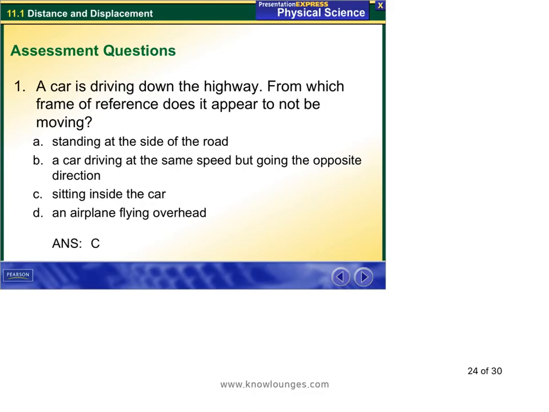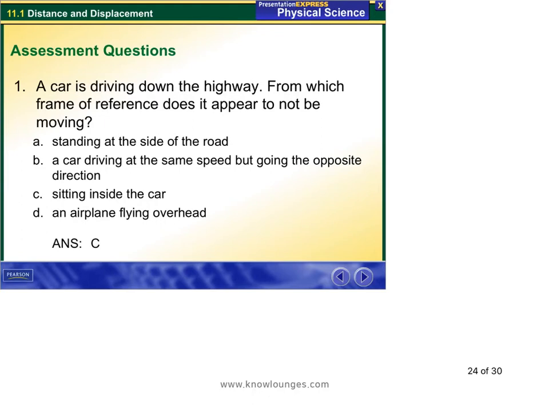If you're sitting in the car and you're just looking at something in the car, like looking down at the floor of the car, it doesn't look like the floor is moving. Or if you're in the back seat and look at the seat ahead of you, it doesn't appear to be moving. But for all the other ones, if you're standing on the side of the road, the car is going to appear to be moving. You can see it going down the road. If you're in a car traveling at the same speed but going in the opposite direction, sure, it's going to appear to be moving. It's going to come towards you, go away from you.